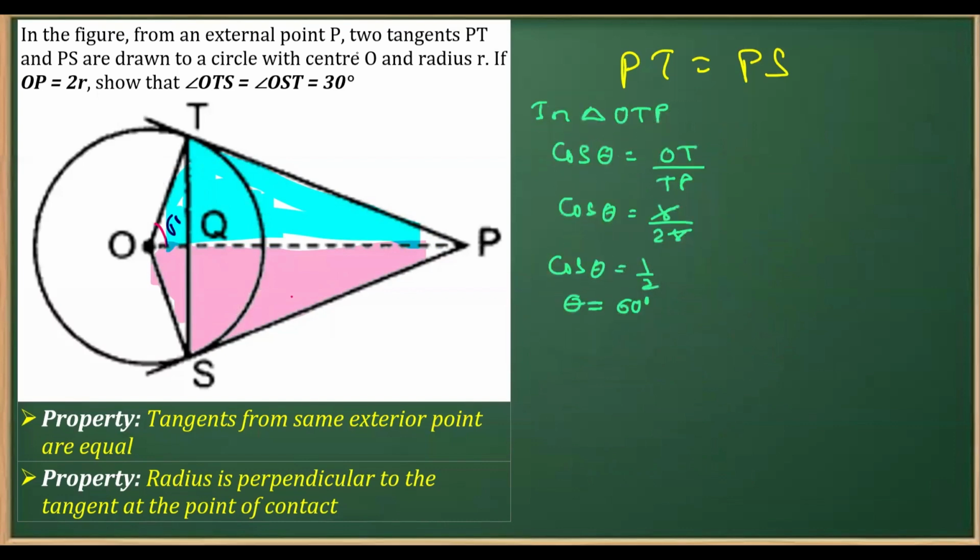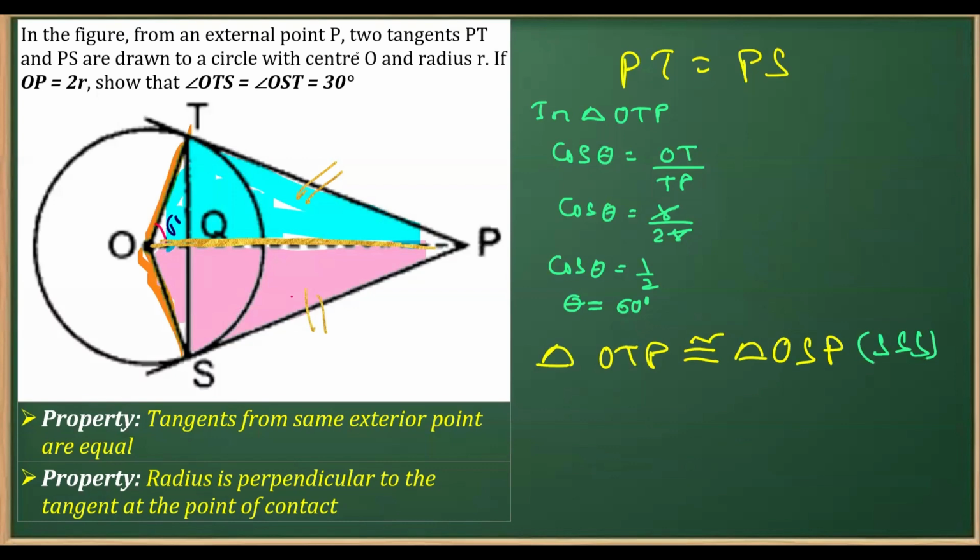So in these two triangles, I can write triangle congruent, and I should tell you why. Number one, we have TP is equal to SP, that is tangent from the same exterior point. This is common, that is OP is common, and here OT is equal to OS, that is radii of the same circle. So we can say that the triangles are congruent by SSS. So I'll write triangle OTP is congruent to triangle OSP, and the reason is by SSS congruency.